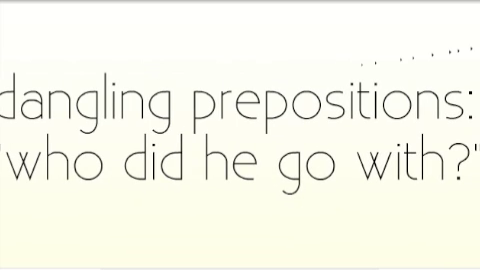Another thing is a dangling preposition. Who did he go with? Here's the preposition with. You can't have with without an object there. You have to have an object for your preposition. I know we say, who did he go with? But technically, grammatically, it should be, with whom did he go? That would be the correct way. Be sure you use your prepositions correctly.